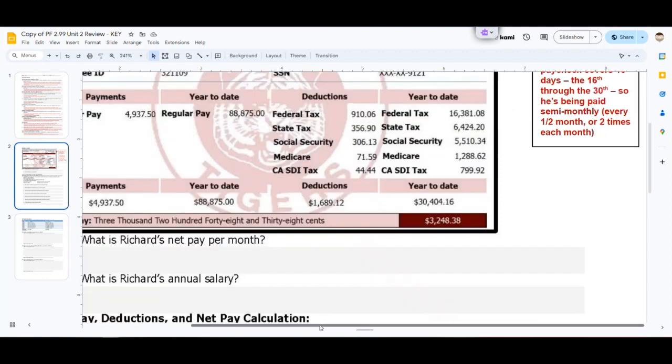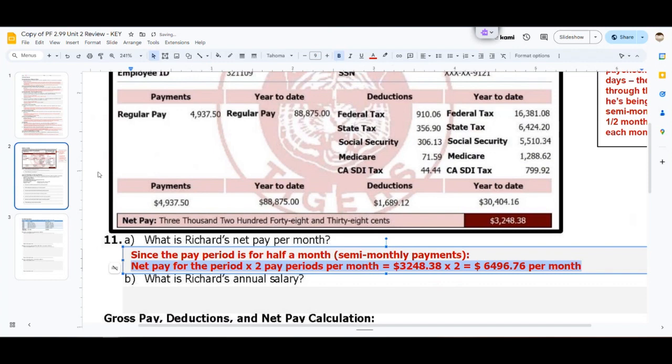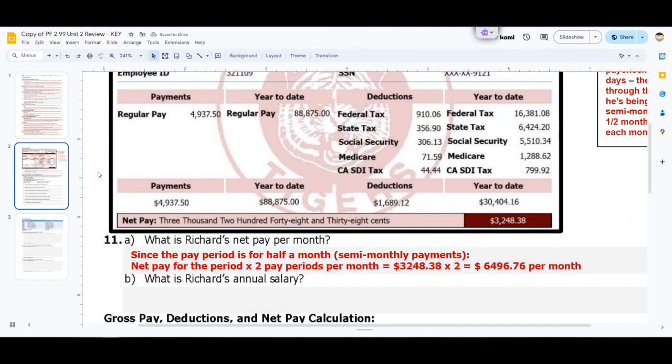So when we have questions about his net pay per month, we would take his net pay on this paycheck times 2 because he's going to receive 2 paychecks during the month. So 3248.38 times 2 to account for the entire month means his net pay for the entire month will be 6496.76.